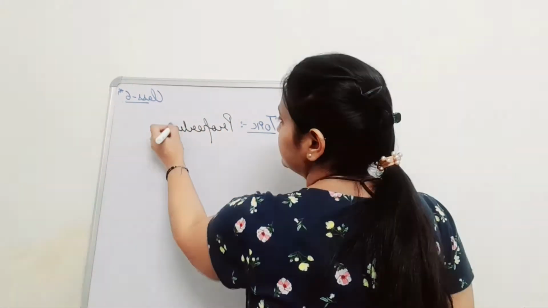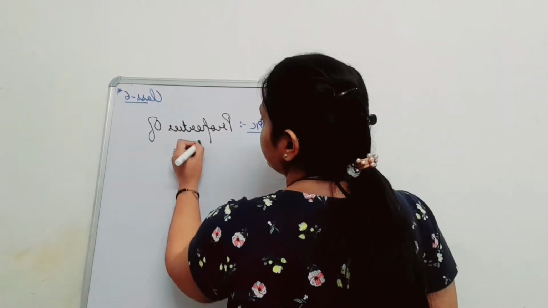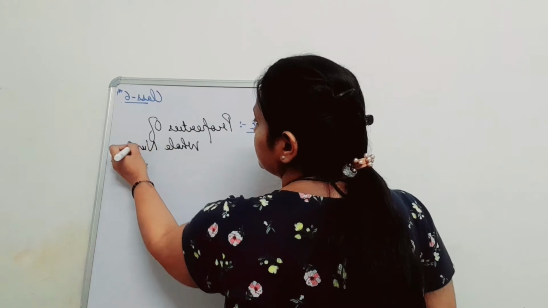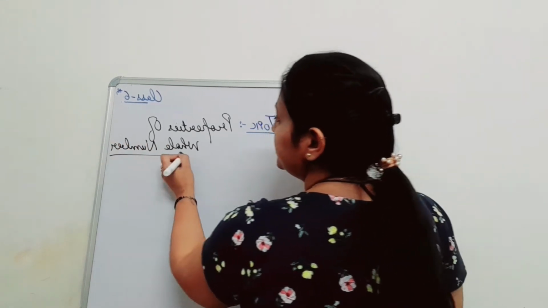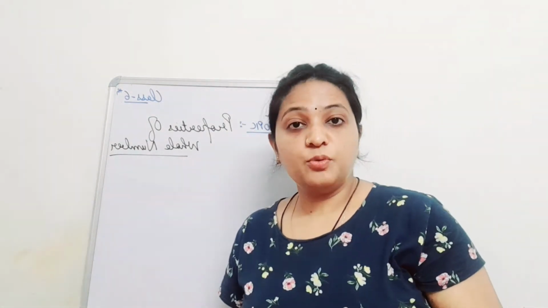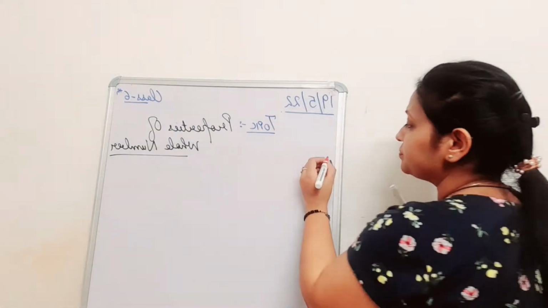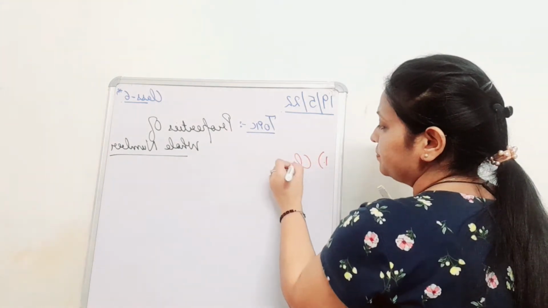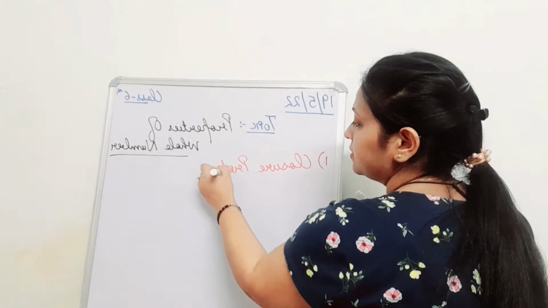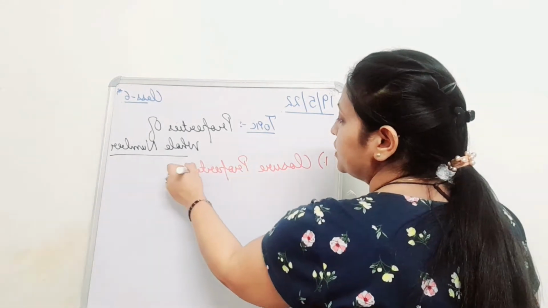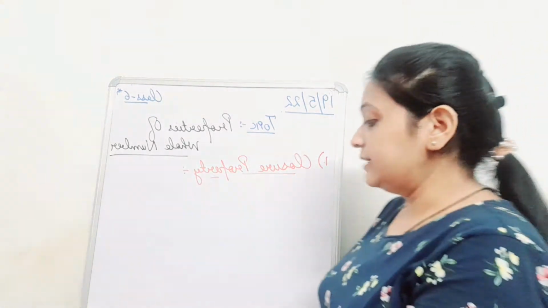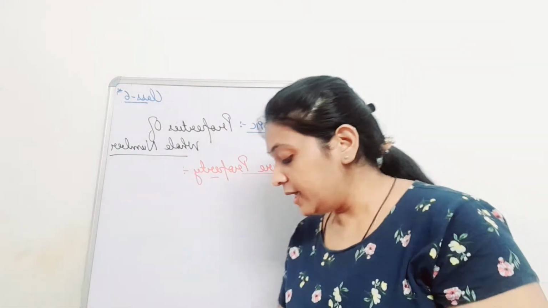Very right, students. One by one we will do each property of whole numbers. First of all, the first property of whole numbers is the closure property. What does the closure property say about whole numbers?